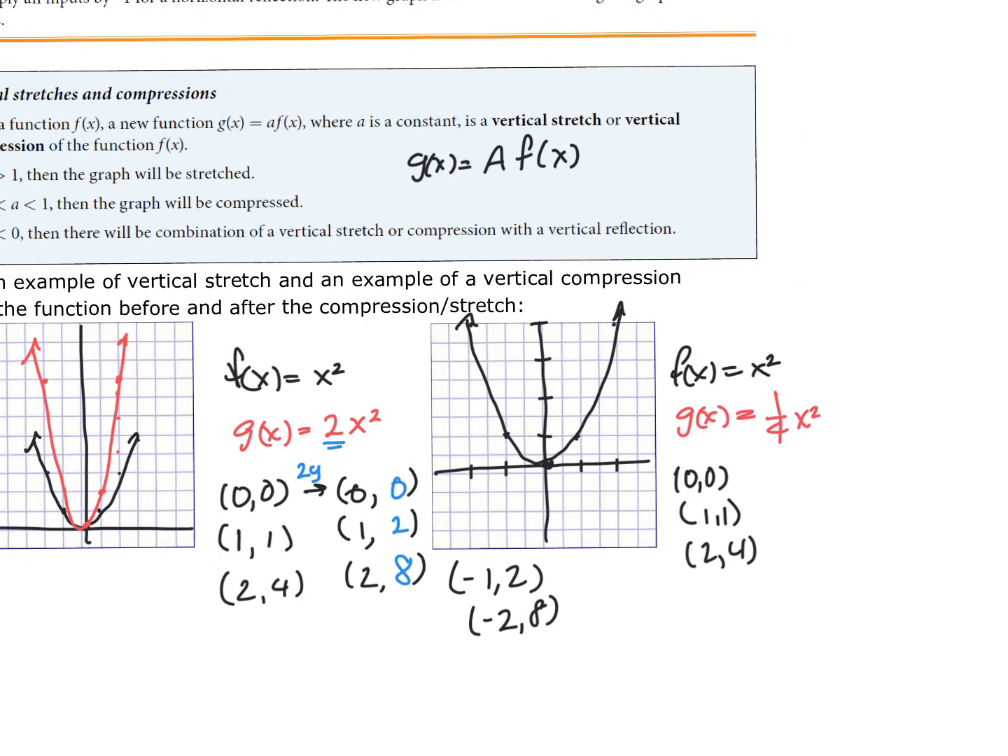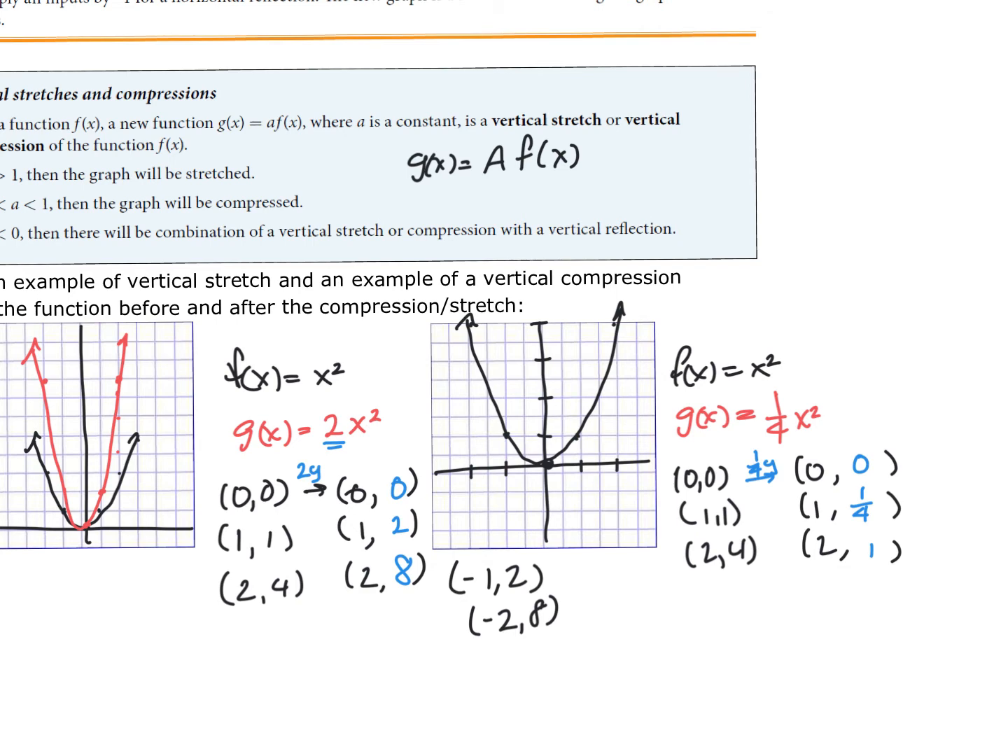Now, all of my y's are going to be 1/4 times y. So my x's don't change, so 0, 1, and 2. But my y's are all going to be multiplied by 1/4, so that's still going to be 0, but this is going to become 1/4, and this is going to become 1. Again, I have a reflection across the y-axis, so I only have to do the 1/2 because the other side will be a mirror image.